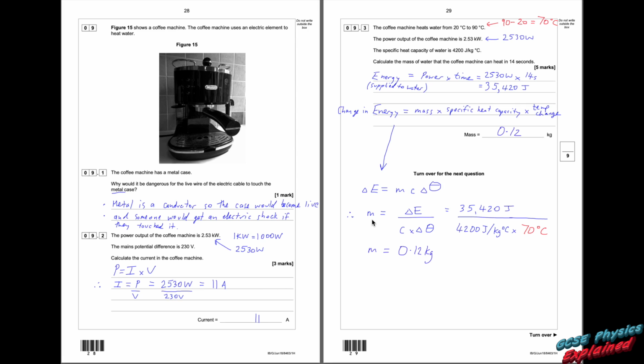Let's rearrange that equation to find mass. Pop the numbers in. Remember, the change in the temperature there, this delta theta, was the change in the temperature up there. And this little triangle here, that also means change in energy. And it comes out as 0.12 kilograms.